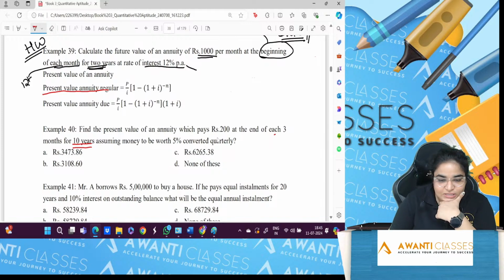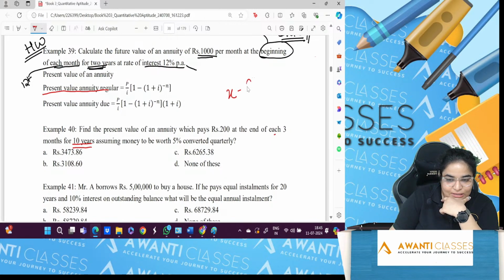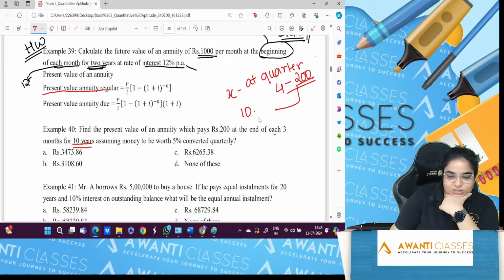Okay. What they're saying is you have to give them X amount today. Now, what they're saying is you will get money at the end of each 3 months. So, at the end of every quarter, so 4 times in 1 year, you will get 200 rupees. For how long? For 10 years. So total how much? 10 years into 4 times in 1 year, 40 payments you will get of rupees 200.